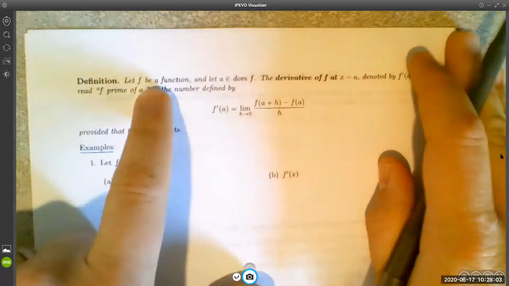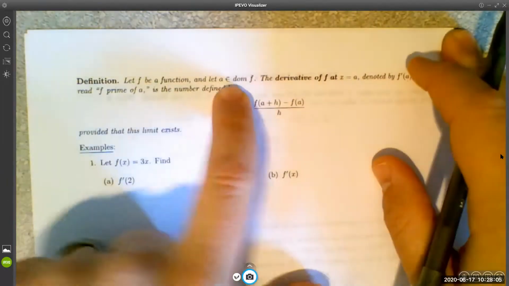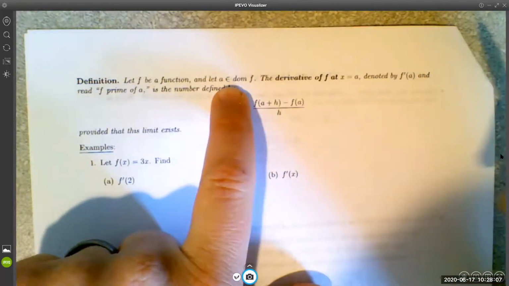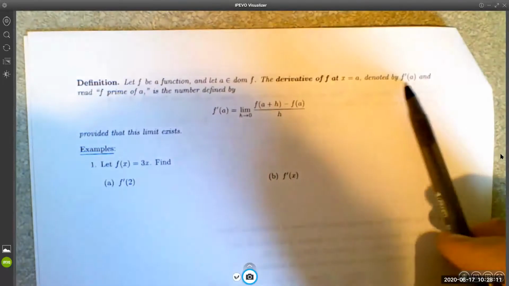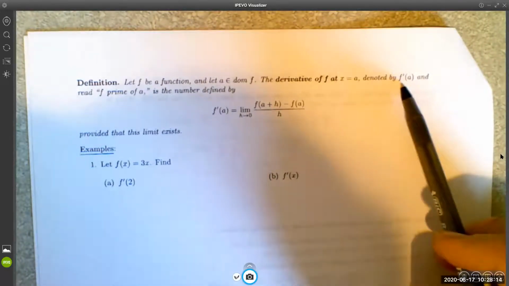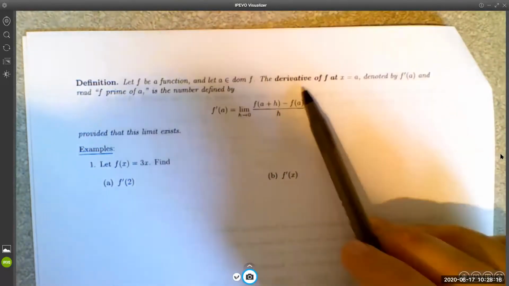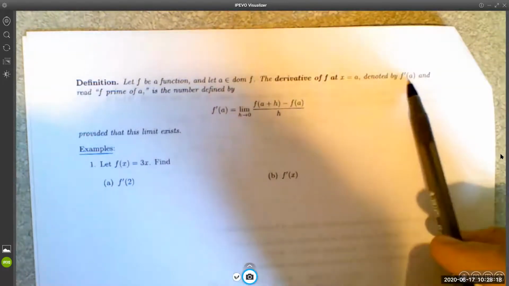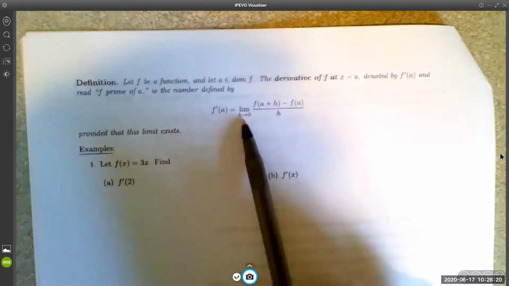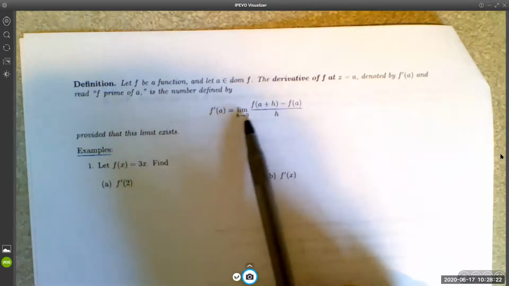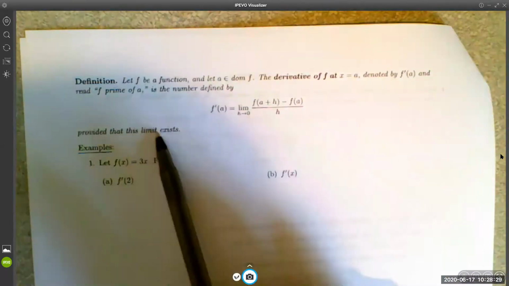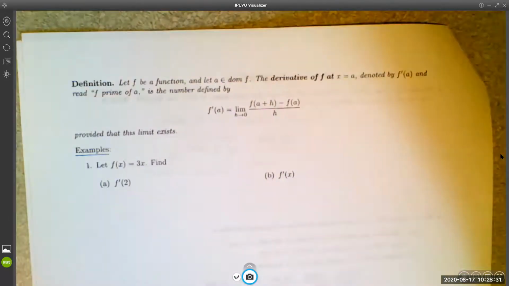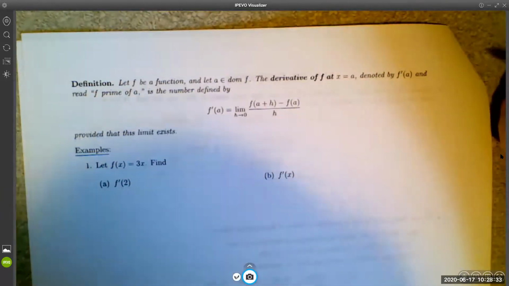We'll say, let f be a function and let a be in the domain of f. Then the derivative of f at x equals a, we'll use this symbol to denote that. We'll call this f prime of a. This is the derivative of f at x equals a. f prime of a is this limit: the limit as h approaches 0 of f of a plus h minus f of a, divided by h, provided that the limit exists. The limit may not always exist, in which case the derivative doesn't exist at that point.